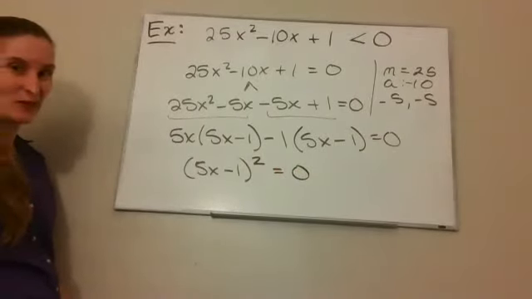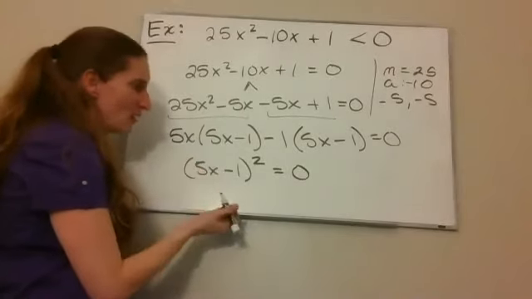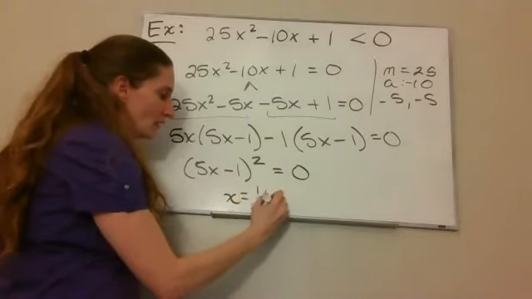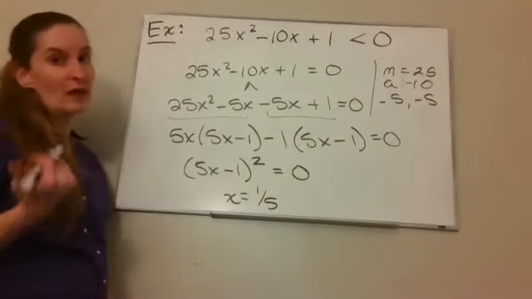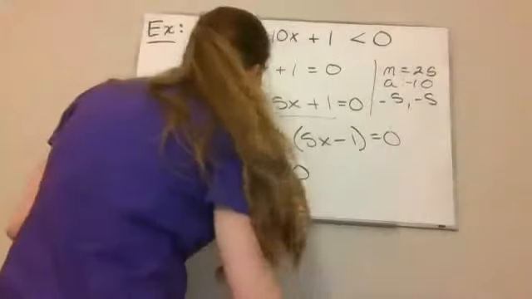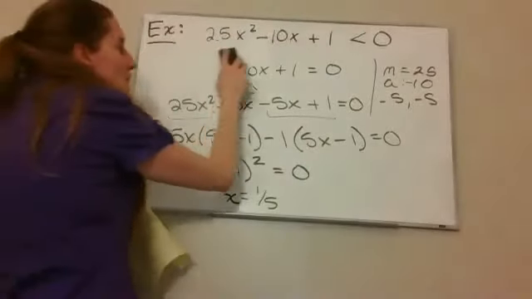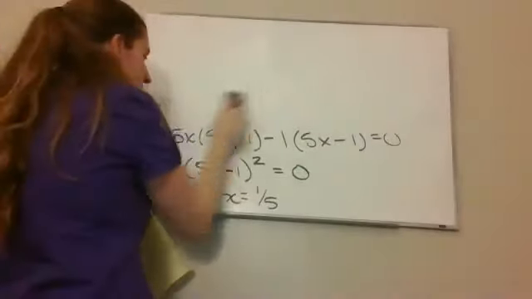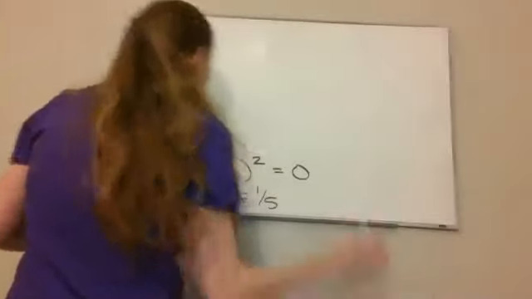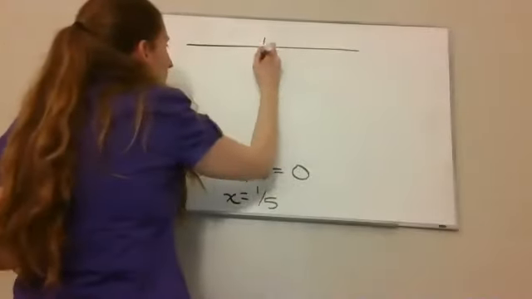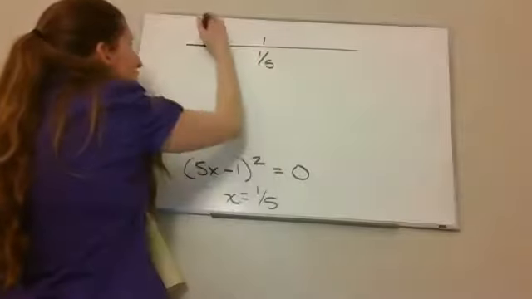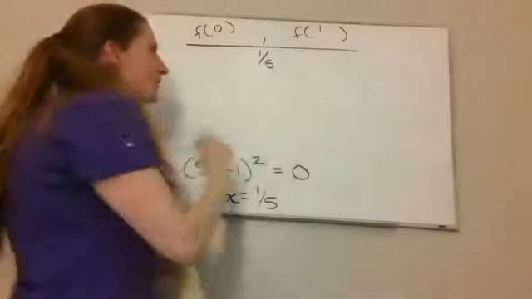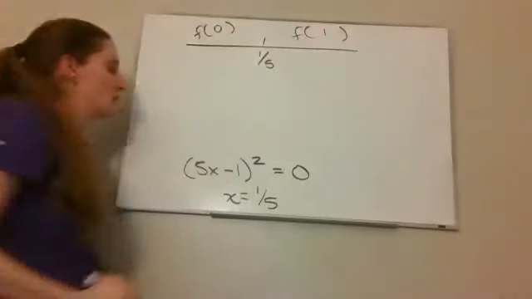Well, when is this equal to 0? Well, when 5x minus 1 is equal to 0. And that happens when x is 1/5. So my number line's only going to have one value on it this time. So I have x is equal to 1/5. And I want to check something on each side. I would use 0 and 1. Those are the easiest numbers I can think of.